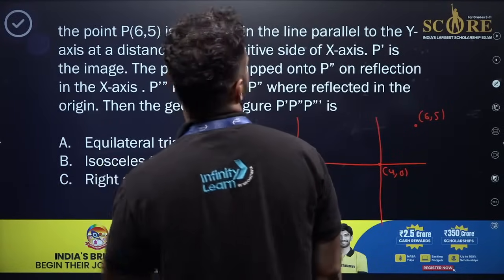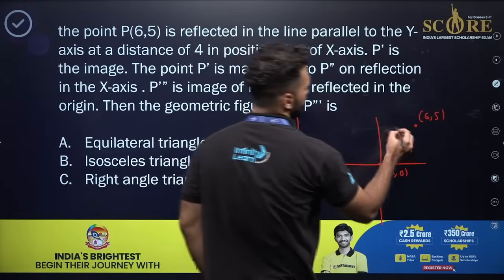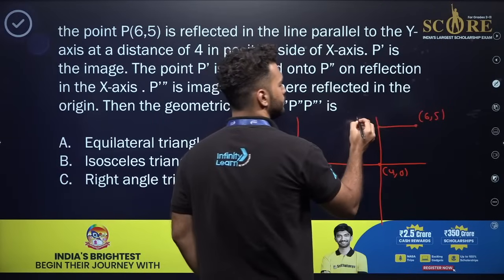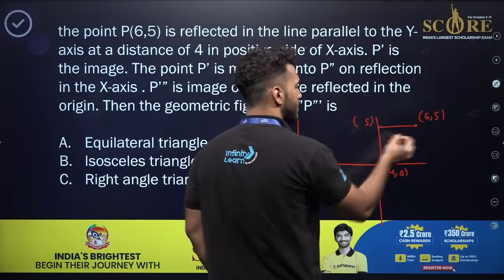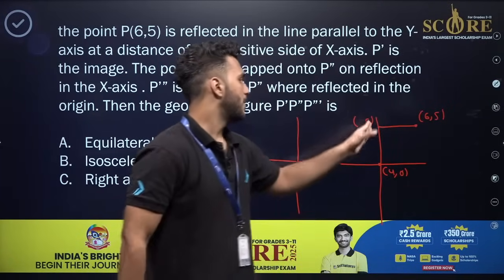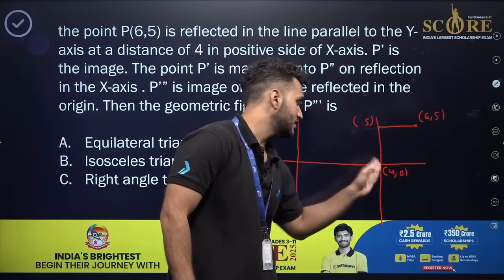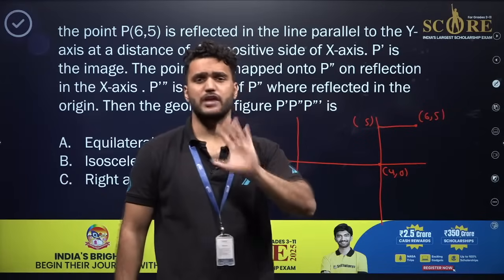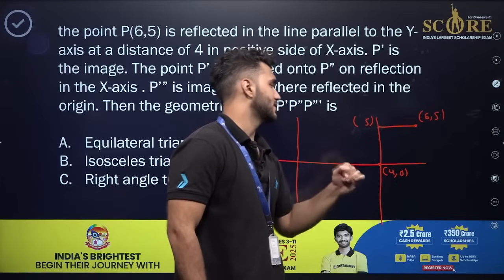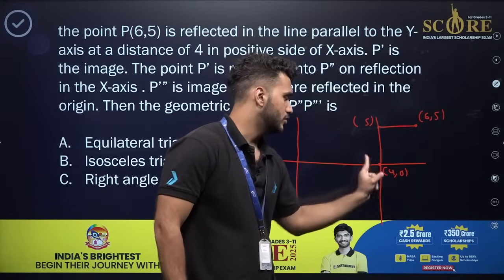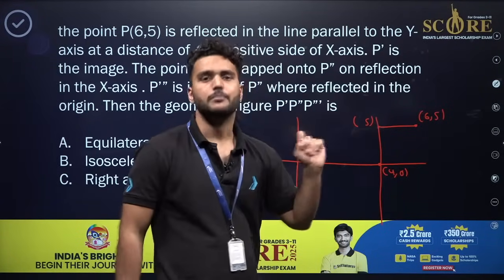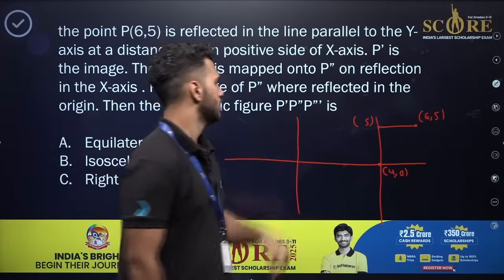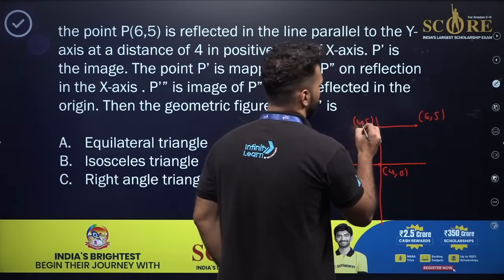P dash is the image. Now the image of this point, can you guys find this distance? Sir, this point must be something comma 5. Why? Because this line is perpendicular to the line, and that line is perpendicular to x-axis, then this line must be parallel to x-axis. So the y coordinate will not change. Now what is this distance? This line has 4 comma 0 here, then this must be 4 comma 5, because this line is parallel to y-axis. Abscissa will not get changed. So this is nothing but 4 comma 5.